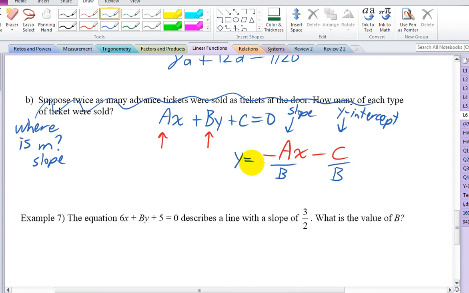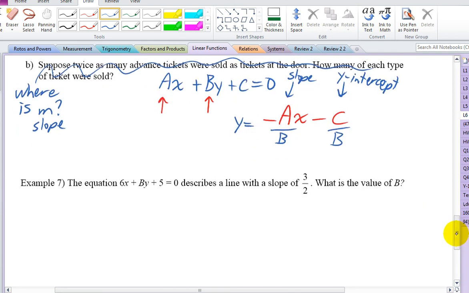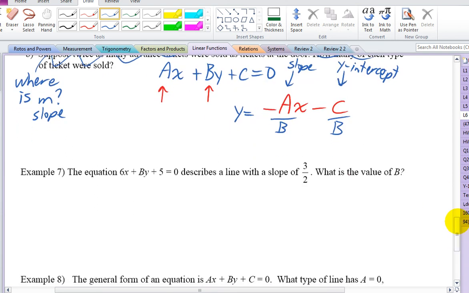Okay. So you can do a little shortcut here. So this gives you 3 over 2. So what is this as your slope? What happens to the 6? The 6 becomes negative. And what are you doing with the b? Dividing by b. So from this equation, that's your slope, and it must equal 3 over 2.